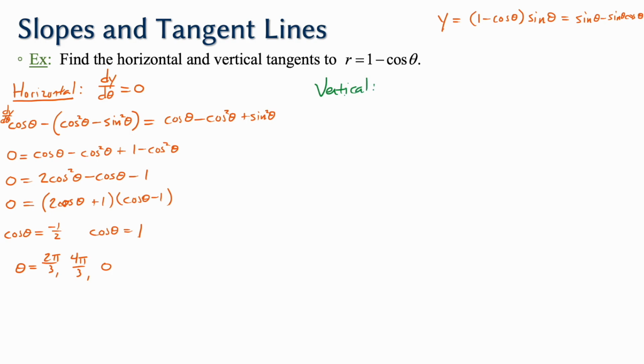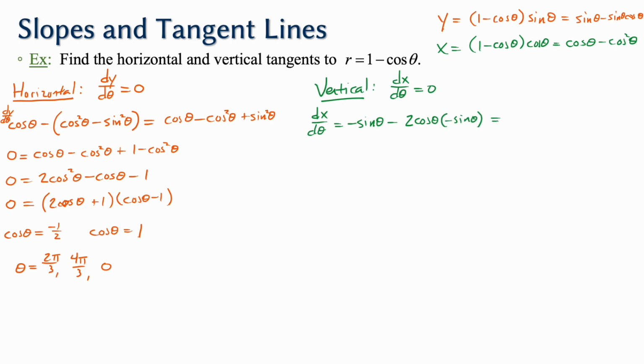Now we're going to do basically the same idea, except this time we're looking for where dx d theta is equal to 0. Our x is again our r value times our cosine. If we distribute, x is basically equal to cosine minus cosine squared, something I think is a little bit easier to work with. So let's figure out what dx d theta looks like. The derivative of cosine is negative sine, minus, and then this is kind of like a chain rule, so it's going to be 2 times cosine theta times negative sine theta.